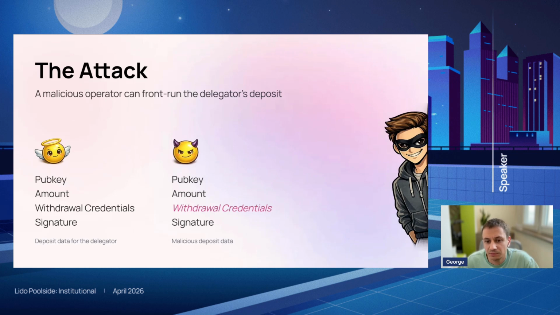So the delegator's deposit arrives next, but the validator already exists, so it's just a top-up. And the delegator's withdrawal credentials are just ignored. And this is how a malicious node operator can steal the delegator's funds.